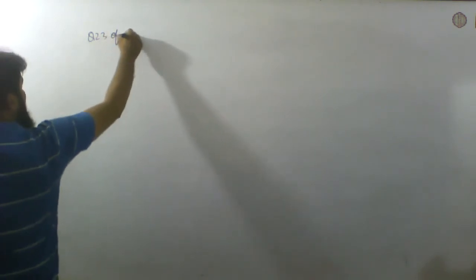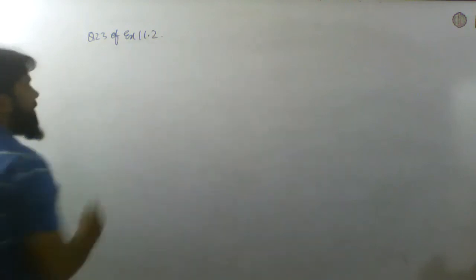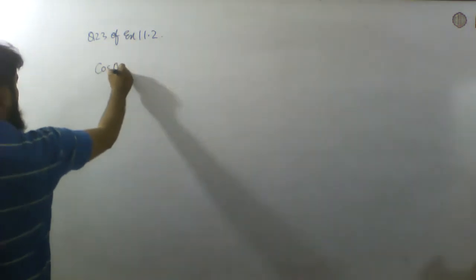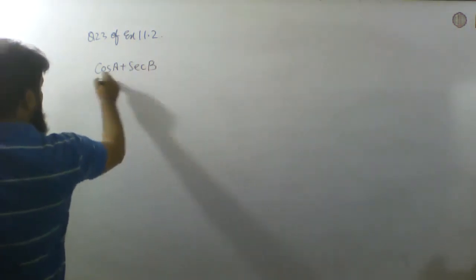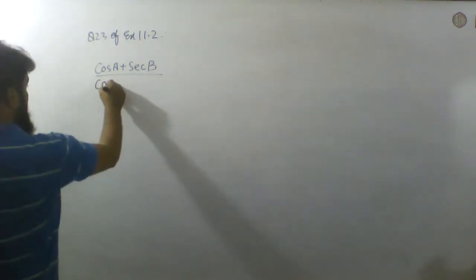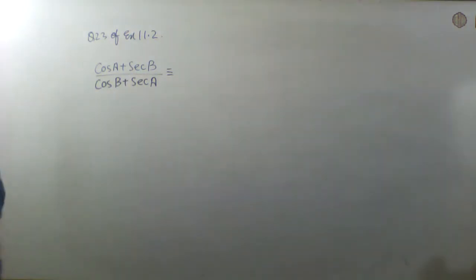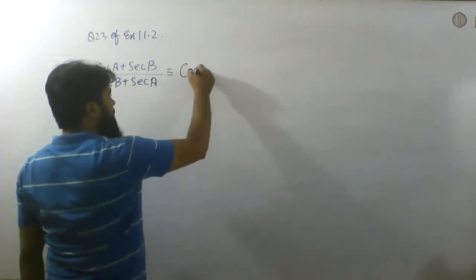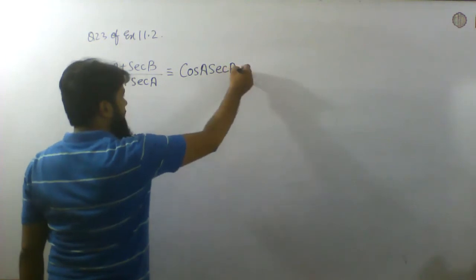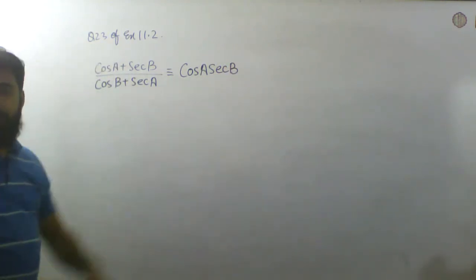Question number 23 of exercise 11.2. The question says that (cos A plus sec B) upon (cos B plus sec A) is given, and I have to show that it equals cos A sec B. In this one, two different angles are given, so we don't get confused here. So this is given and this is what we need to show.